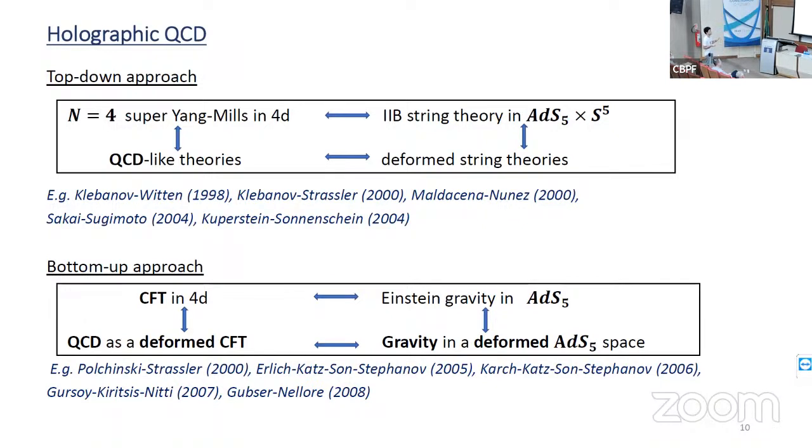But that's the spirit of the bottom-up approach. You turn on operators. You start with a CFT. You turn on operators that mimic what happens in real QCD. As Enrique described, it started with Polchinski-Strassler, and then with further developments, there were the papers also by Professor Braga and Boschi, and you also have these developments by Erlich, Katz, Karch, Stephanov, that describe chiral symmetry breaking. Then Karch, Katz, Son, Stephanov introduced the soft wall model.